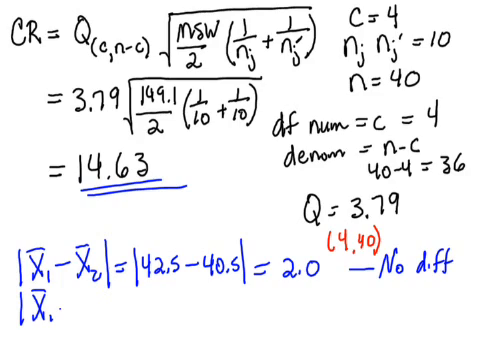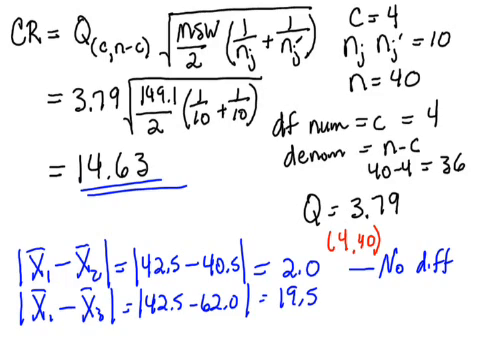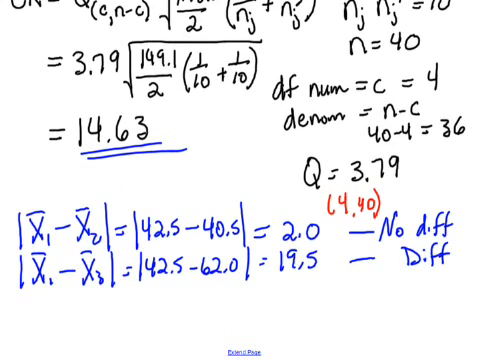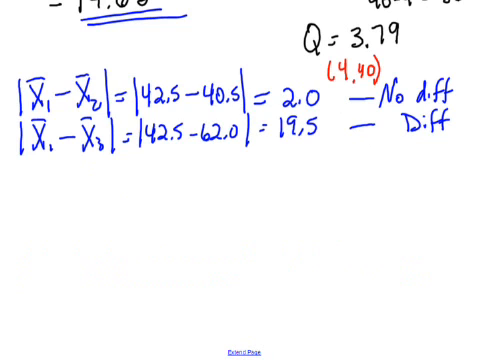Next, let's compare group 1 to group 3. It was 42.5 minus 62.0. That was a much larger difference. There was an average rating of 19.5 points difference, more than our critical range. So let's just jot off to the side here. You know what? There is statistically a difference in group 1 versus 3. I'm going to make a little bit more room on my page here.